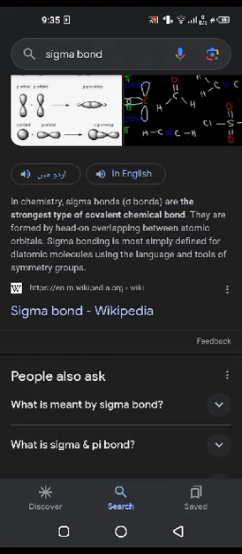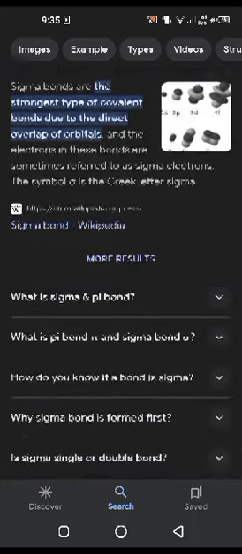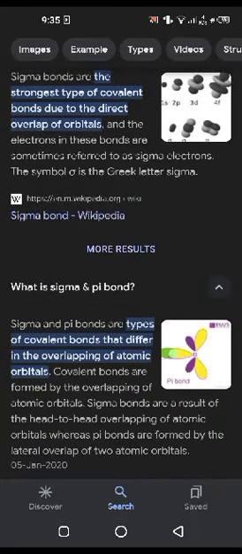Sigma bonding is most simply defined for diatomic molecules using the language and tools of symmetry groups. Sigma bonds are the strongest type of covalent bond due to the direct overlap of orbitals, and the electrons in these bonds are sometimes referred to as sigma electrons. The symbol is the Greek letter sigma.